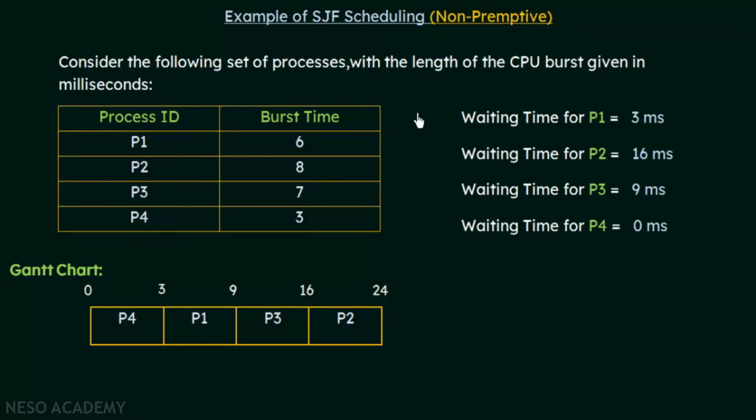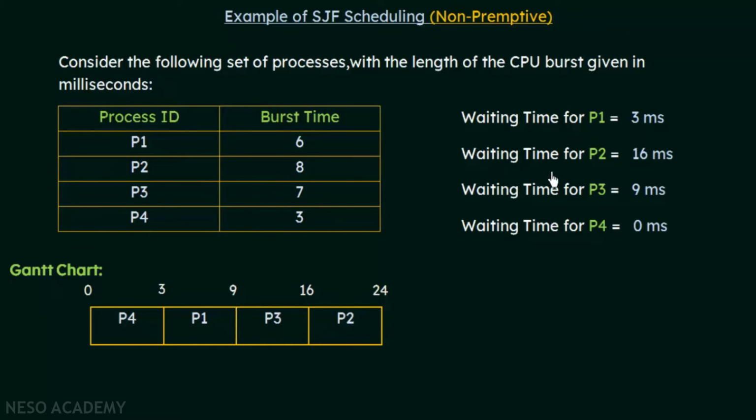So since we assume that these processes have all arrived at the same time, it is very easy to calculate the waiting time for each process. We can just see it from the Gantt chart over here. So what is the waiting time for P1? Look at P1. P1 got the CPU at the 3rd millisecond. So that means P1 had to wait for 3 milliseconds because we assume that they have all arrived at the same time. So it waited for 3 milliseconds.